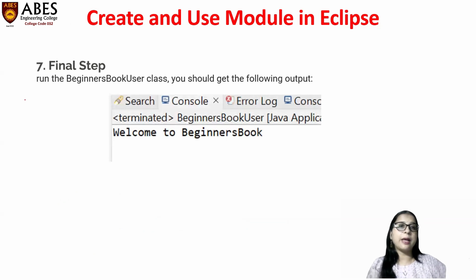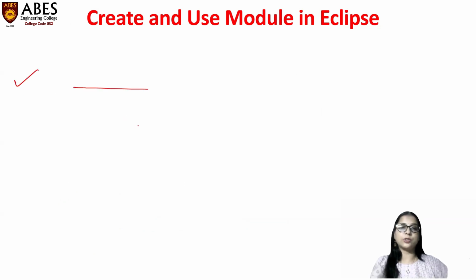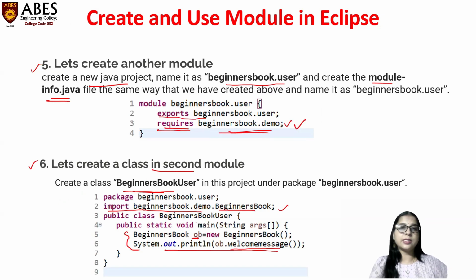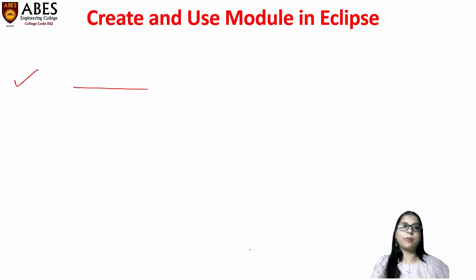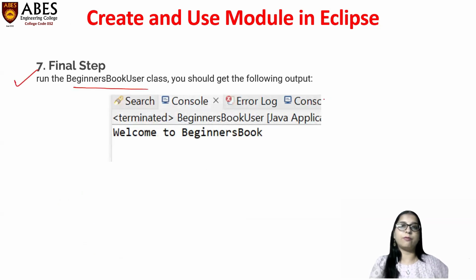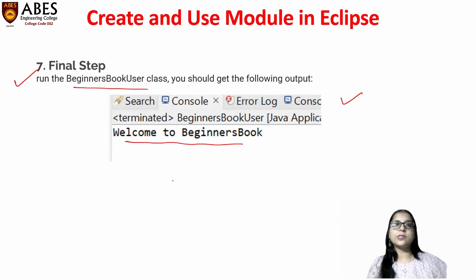And now the final step: you need to run the beginnersbook.user class. So this class that you have created, you just run this. When you run this, the command will be executed and you will be able to see the welcome message. So when you run it, you will see "Welcome to beginner's book". So these are the 7 steps.